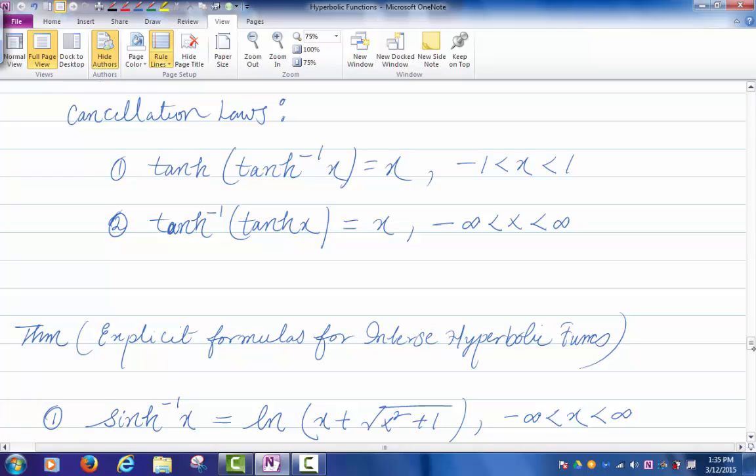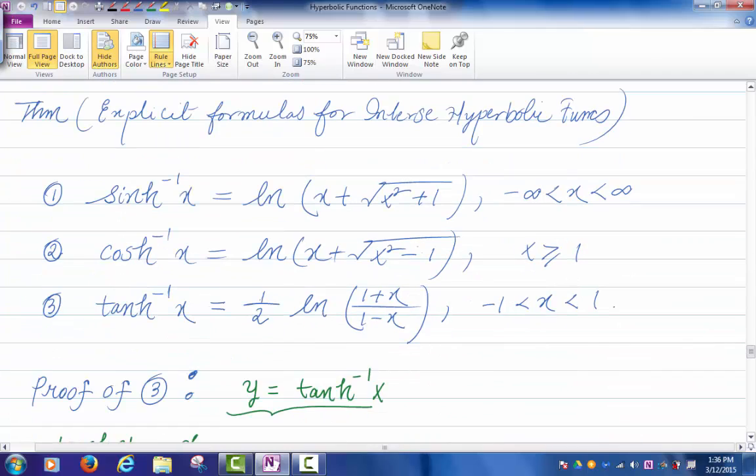So hyperbolic tangent evaluated at hyperbolic tangent inverse of x is x, and also hyperbolic tangent inverse of hyperbolic tangent of x is x. In the first equation, x is in the domain of hyperbolic tangent inverse. In the second equation, x is in the domain of hyperbolic tangent of x.